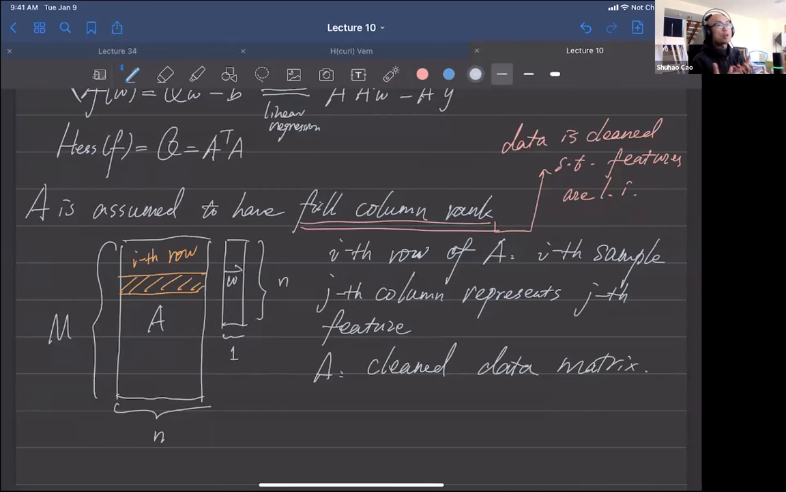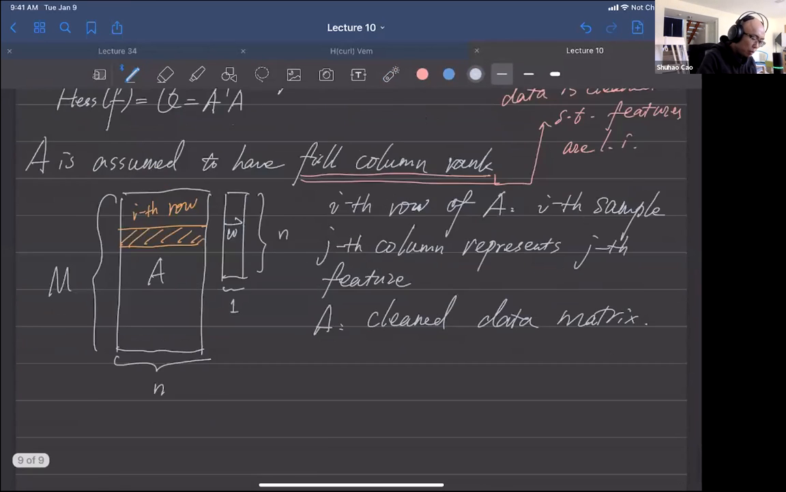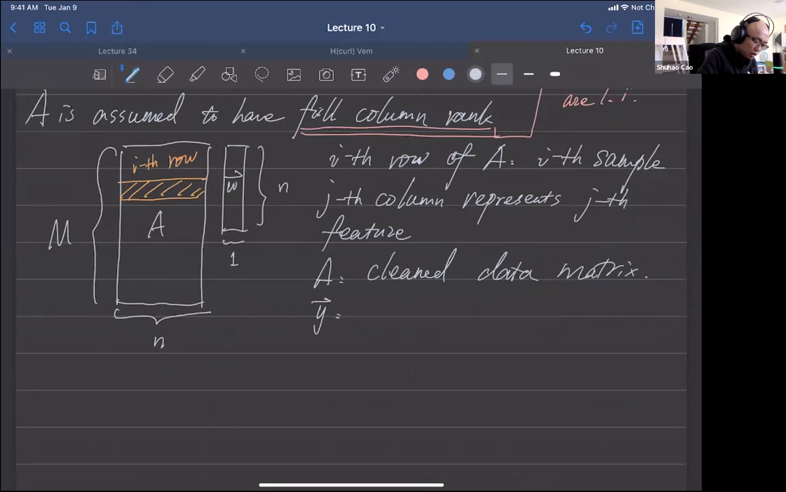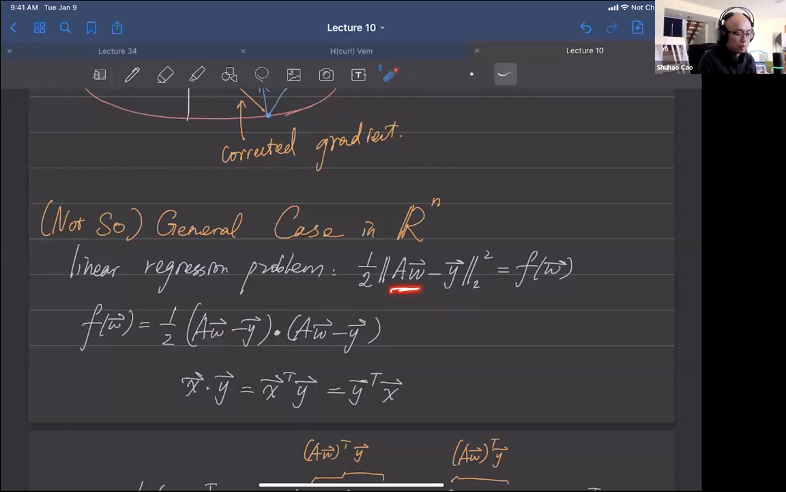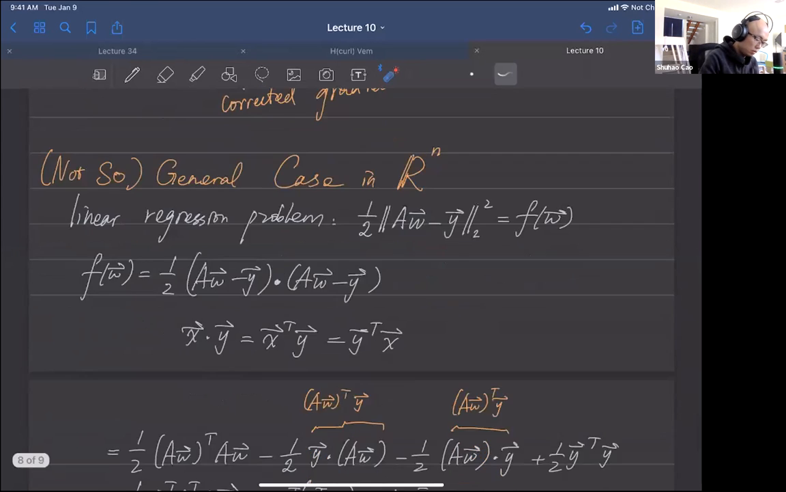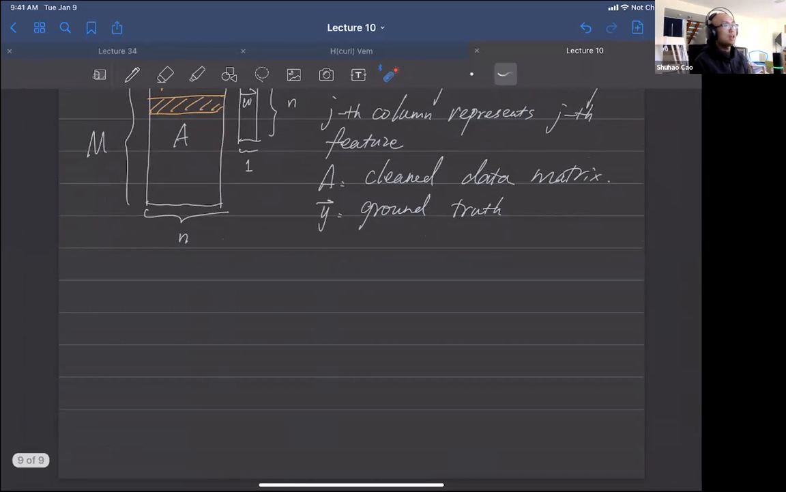Okay, so then we are solving a linear regression problem. And Y is the ground truth. So this linear regression problem is essentially, W is our model, we take the data matrix times W, subtract our ground truth, and we want to minimize the square difference. And now let's try to derive what happens.